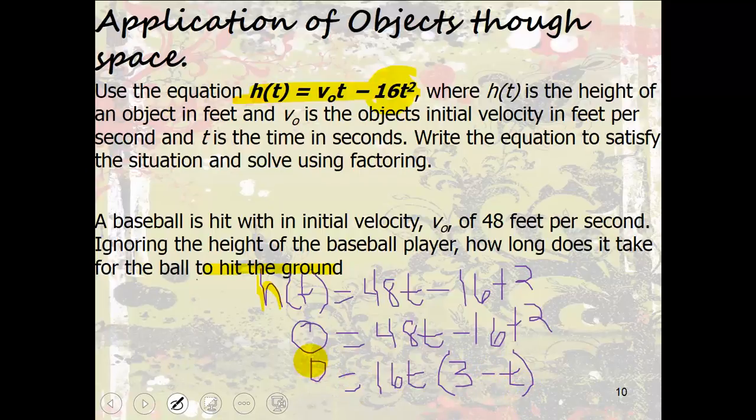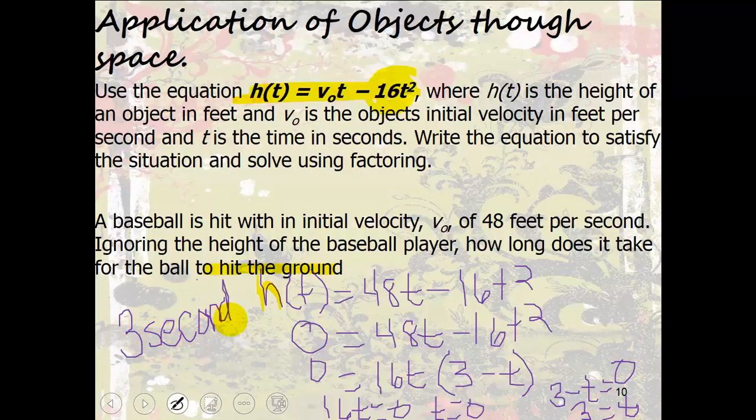So that means 16t equals 0, or t equals 0 seconds, and then 3 minus t is equal to 0, or 3 is equal to t. So it's going to be 3 seconds. This first one is when it was hit. The second one is the time it takes for it to touch the ground.